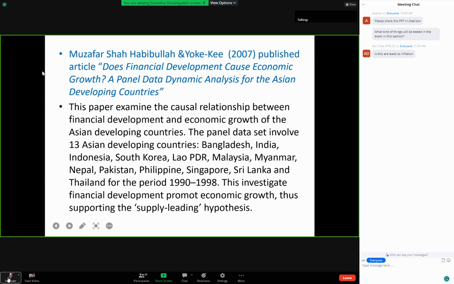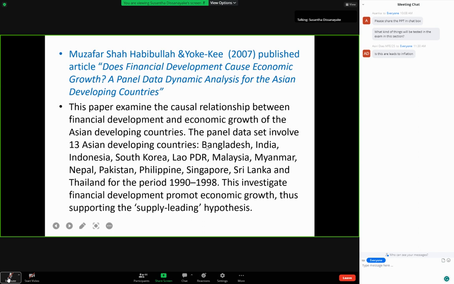So what sort of causality did they identify? They are identifying a supply, the demand following. Sorry, supply leading. Does finance development cause economic growth? So then the second one, they need to identify the supply leading hypothesis. Is it happening in this country? The panel data was dynamic analysis for Asian developing countries. So this study was applied to Asian countries at the developing level.